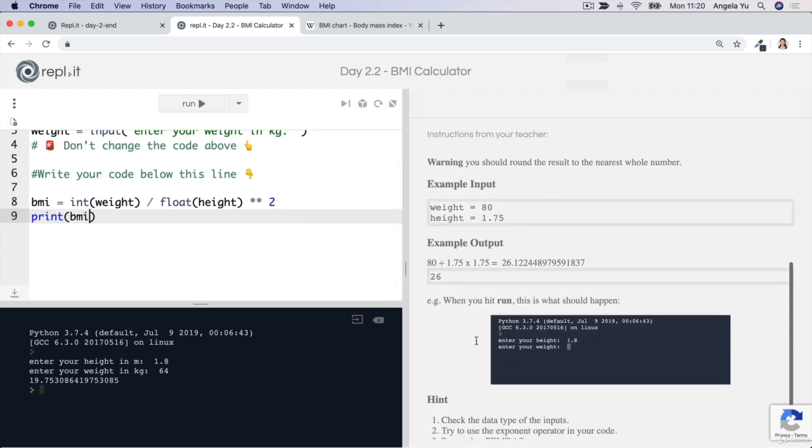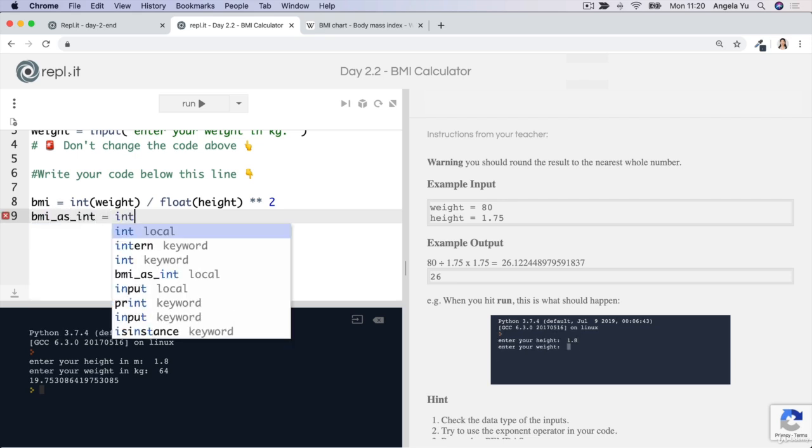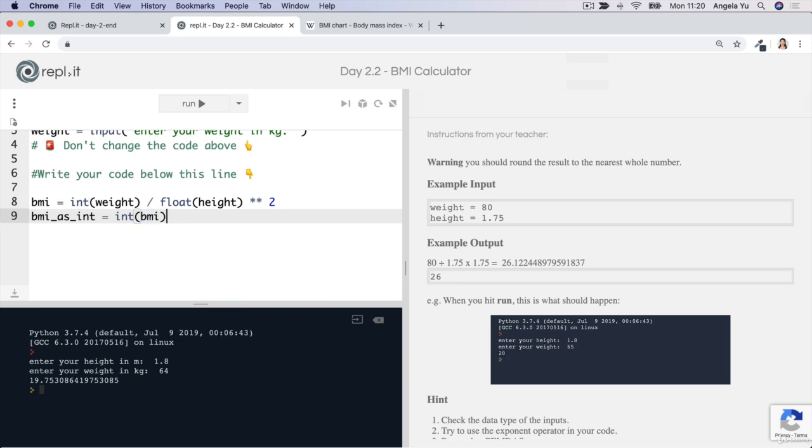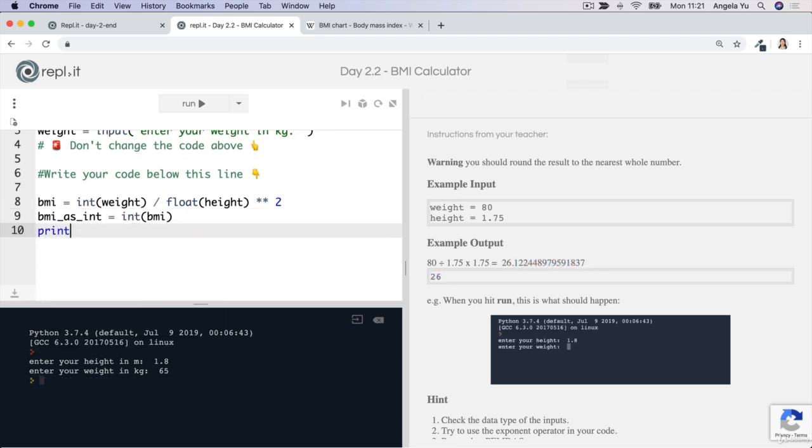In our result, we said it should be a whole number. How can we convert this BMI into a whole number? Well, we can turn it into BMI as integer, and convert this floating point number, the BMI, with all of its numbers after the decimal place, into an integer, a whole number, which will just cut off everything that's after the decimal place. Now if we print this BMI as an integer and run our code, you'll see that we get a whole number being printed out, which is now our BMI.